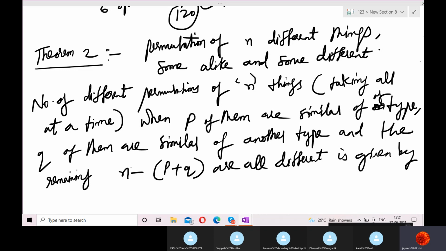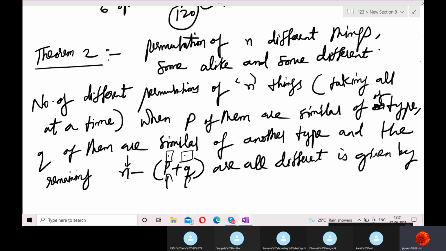So there are n different things. Suppose you have 10 numbers. In that, p and q are similar. p is similar of one type, q is similar of another type. So n minus p plus q is just removing the similar type numbers. You have different numbers only. If you remove similar type numbers out of the total given numbers, you have all different numbers, correct?